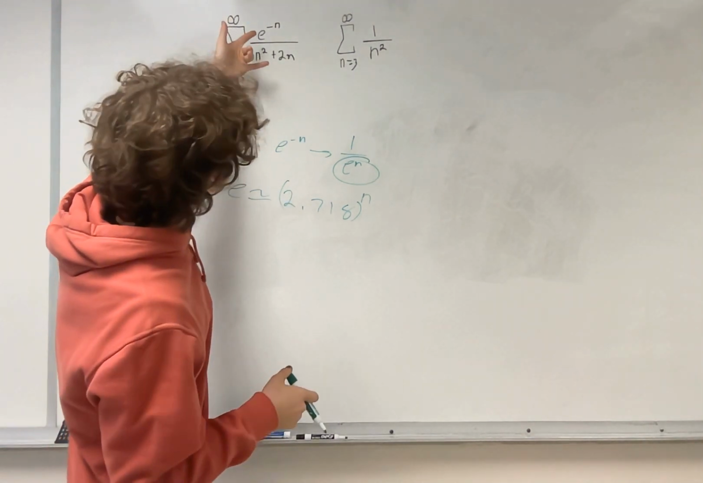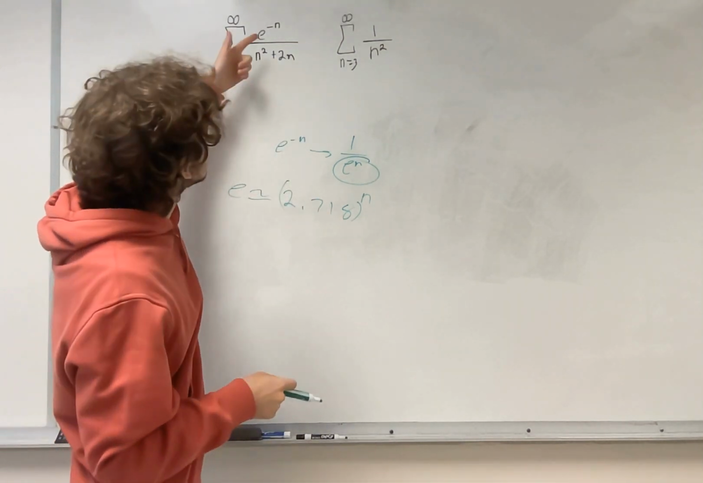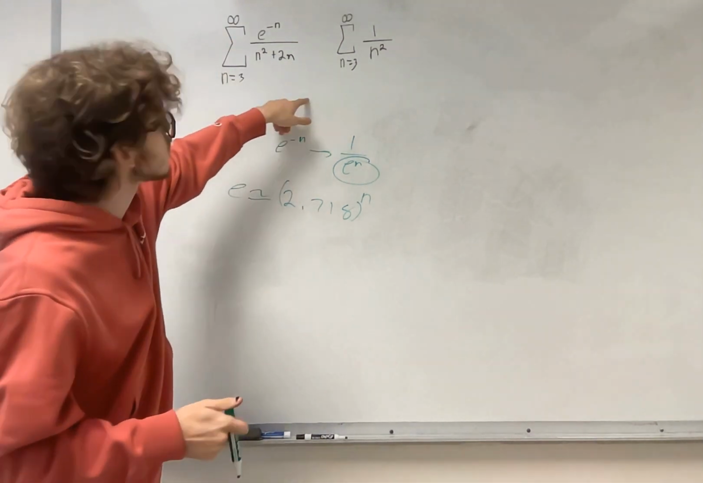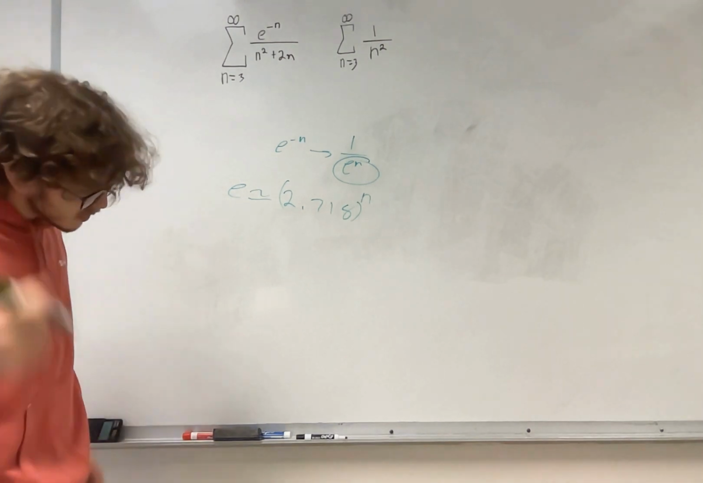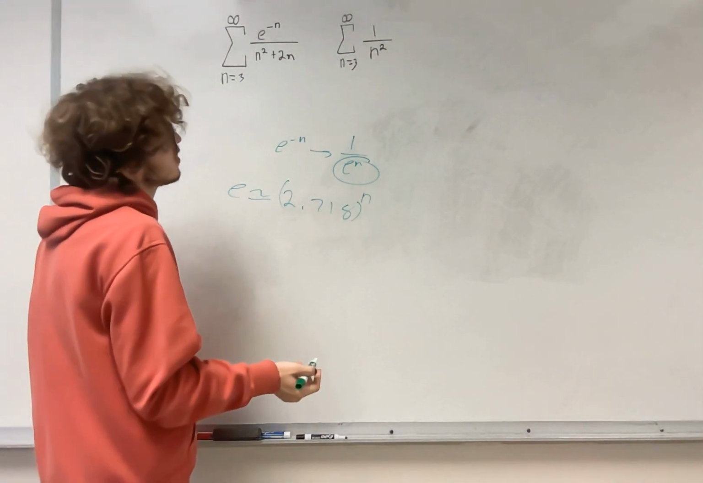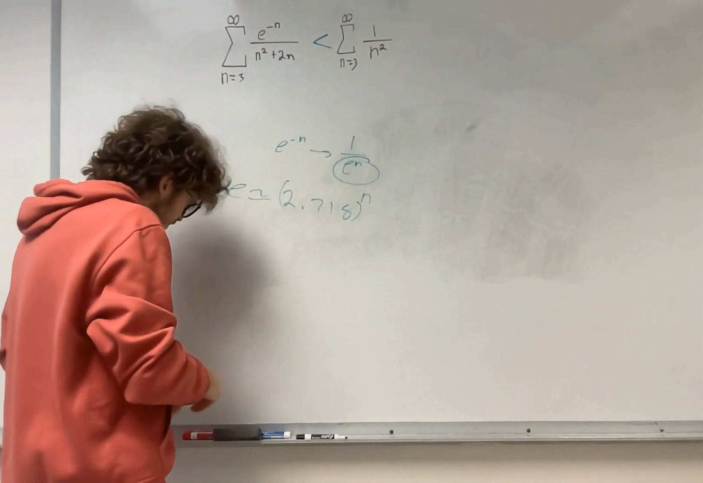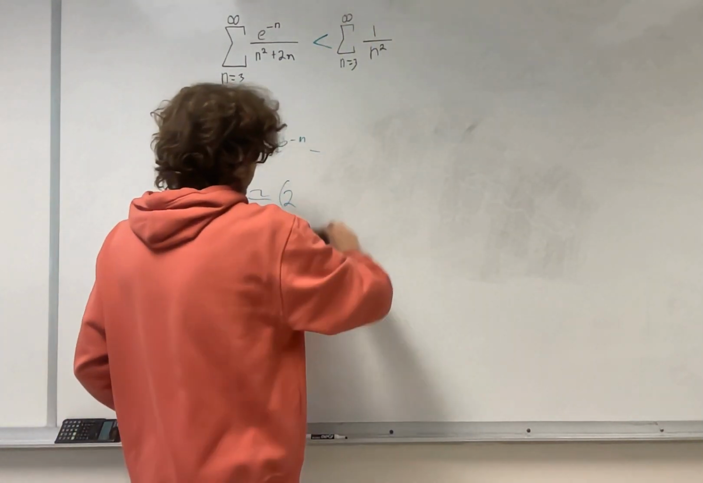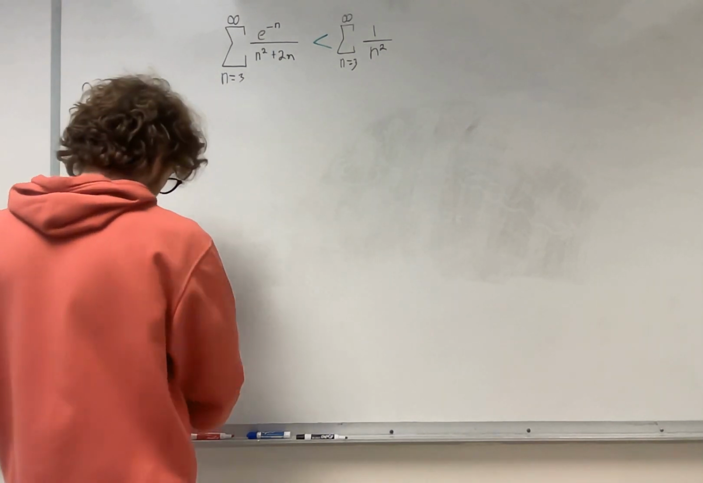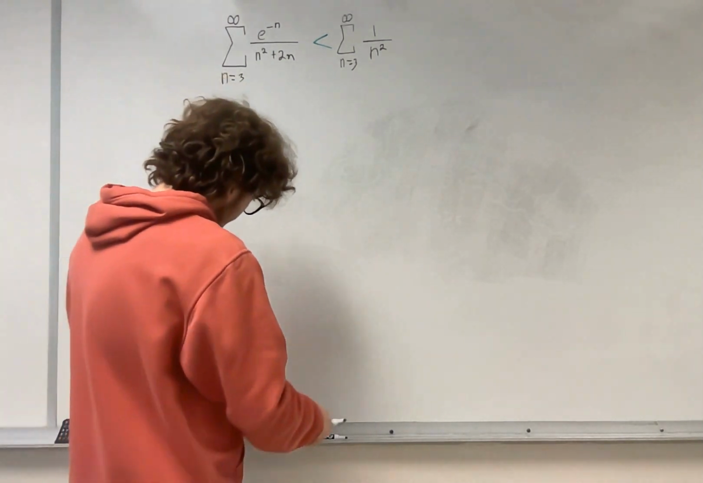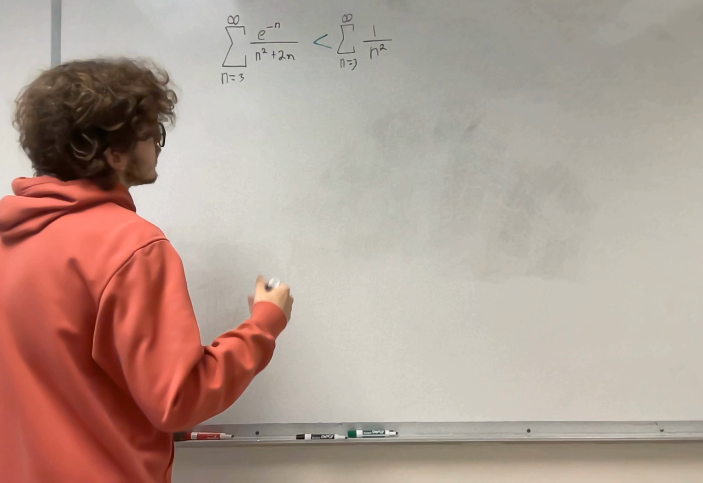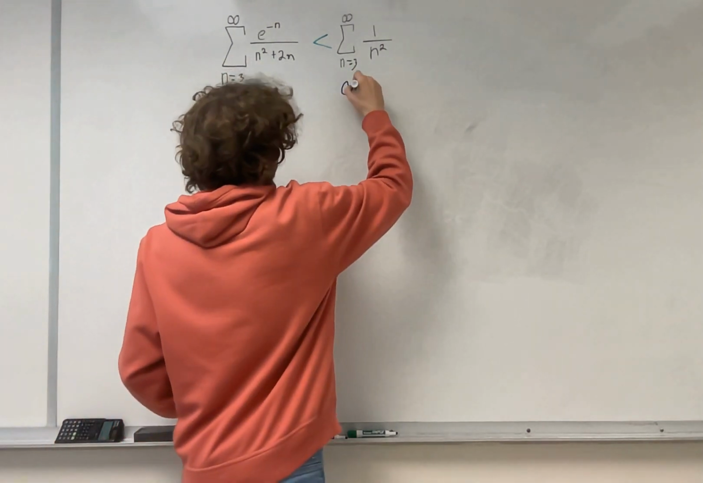So basically these two have the same effect, right? The e to the negative n and the plus 2n. It's going to decrease the value of the partial sum. So that means that this is greater. Okay, hopefully that idea makes sense. Just showing that relationship. We said that this was convergent.